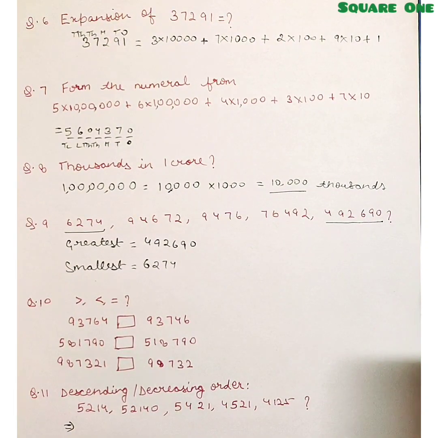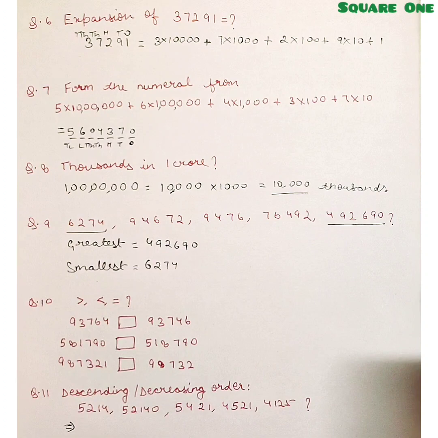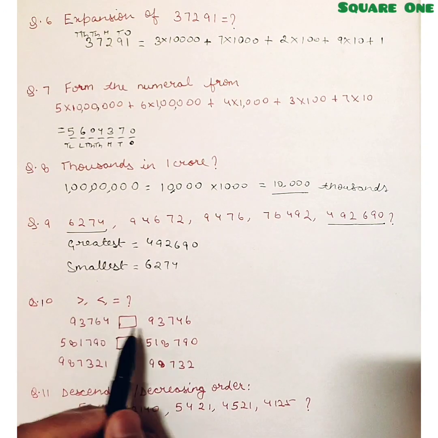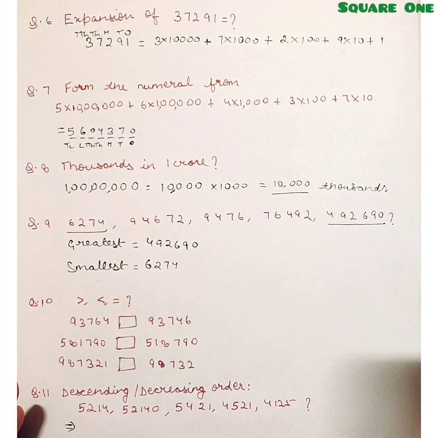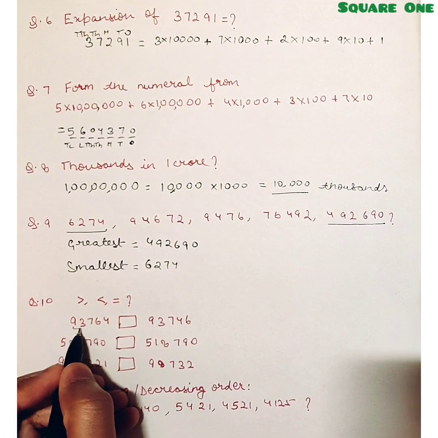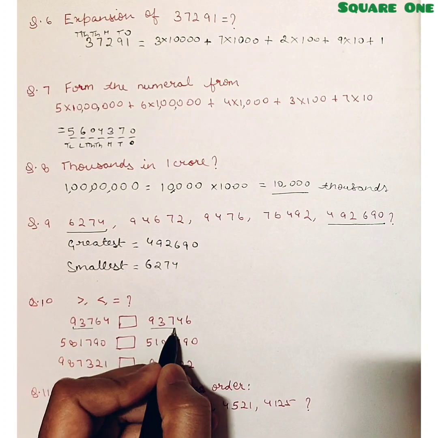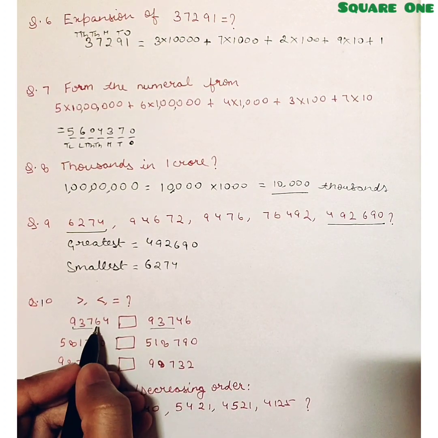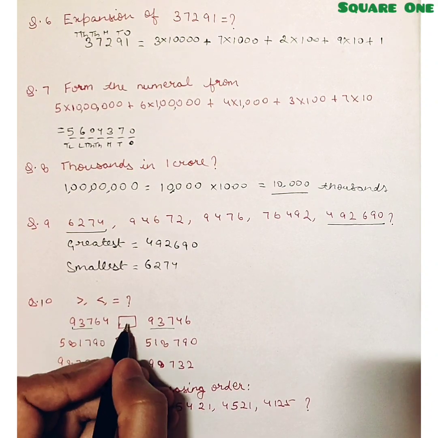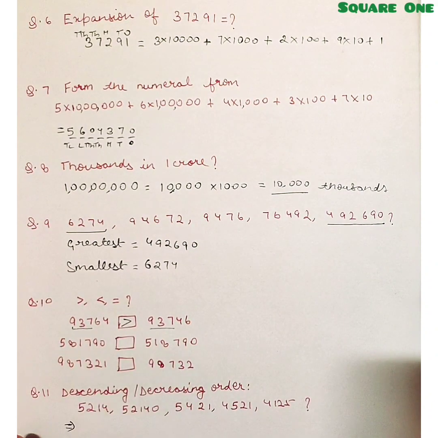The next question, I asked you to use the correct sign while comparing numbers, to use the greater than, less than, and the equal to signs in these numbers. So you can see that these digits 9, 3 and 7 are common in both the numbers. So we see the next digit, that is 6 and 4. 6 is greater than 4, so this number is greater, or we use the greater than sign.